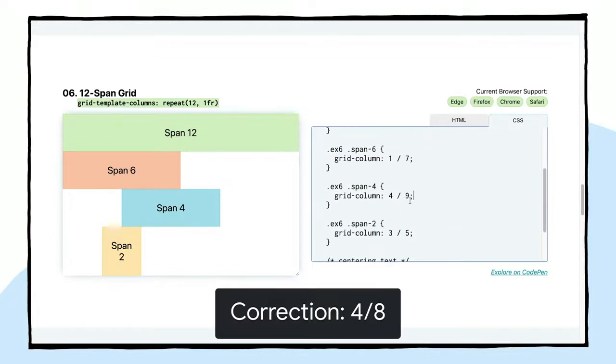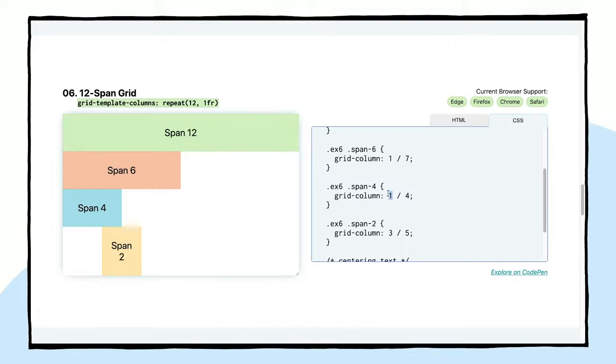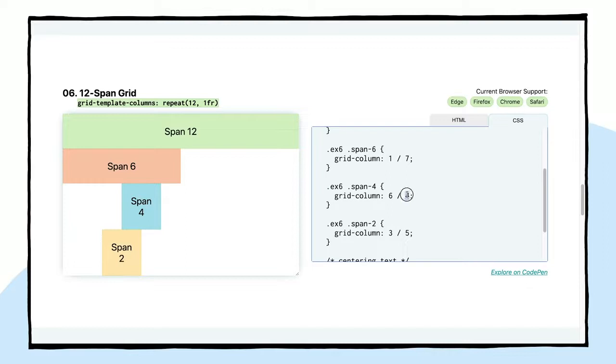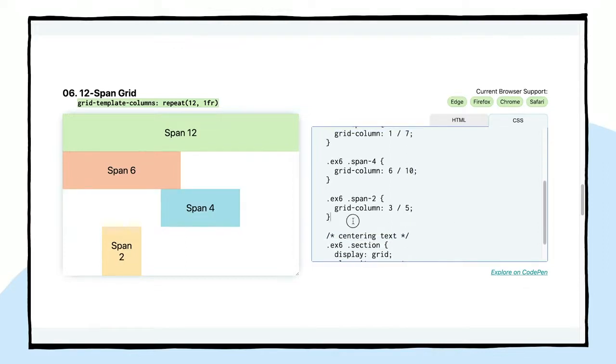It can go anywhere. I could start this at the first line and then make it go all the way to 9. I could have this go to 5 and have it still span 4. But the cool thing is you can just place this wherever you want inside of your UI. So if I wanted to have this start from 6 and go to 10, I could do that. And then we have this span 2, and this is just going from 3 to 5. Again, that could be placed anywhere.